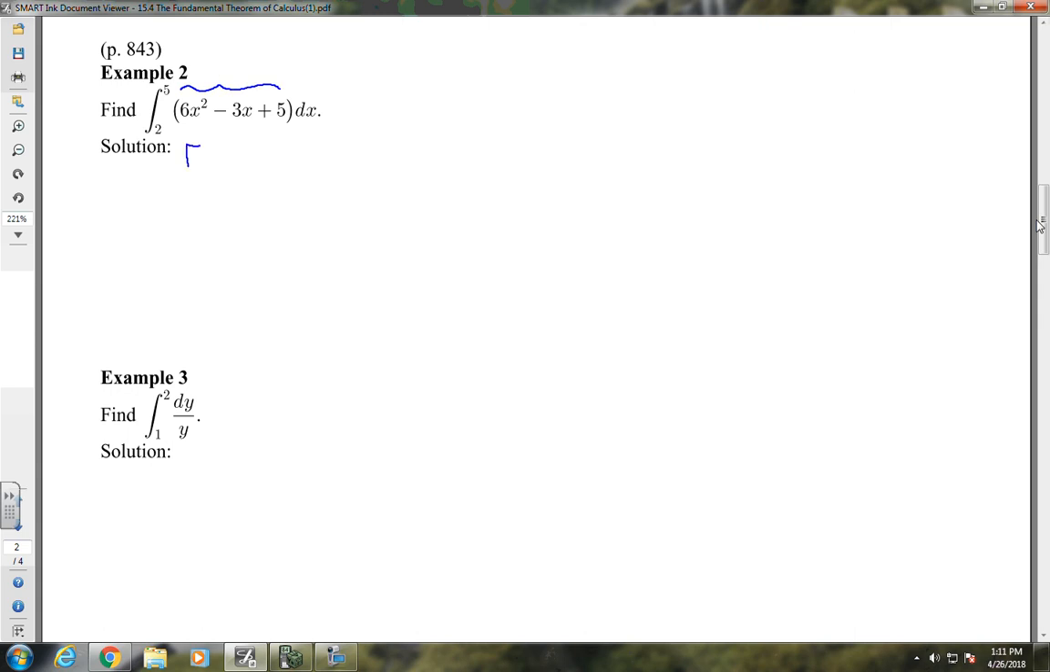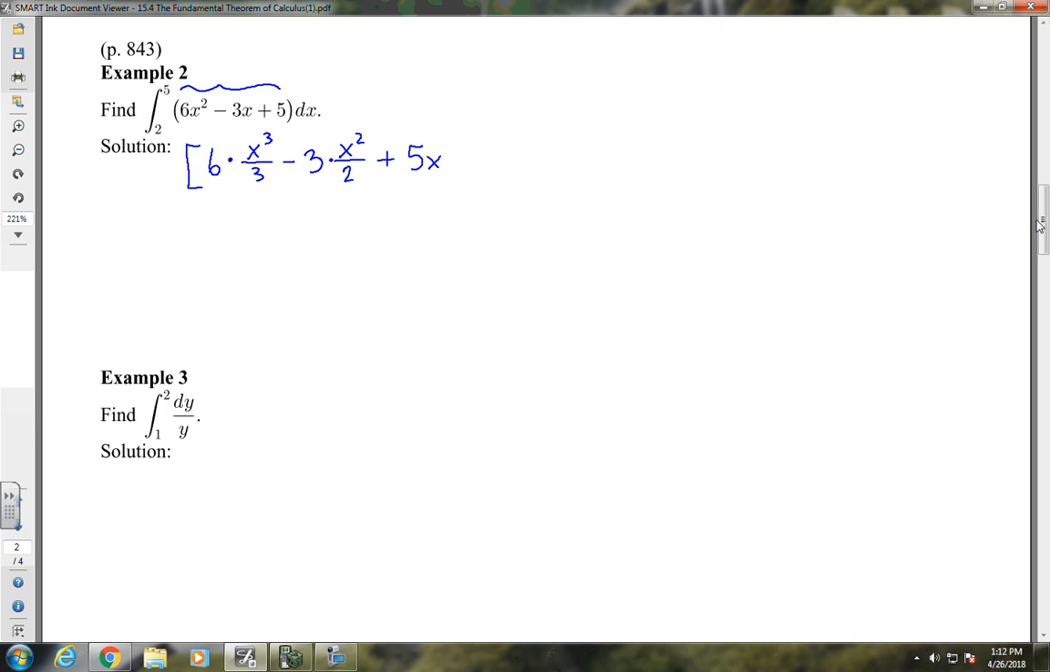So I'm going to integrate term by term, starting with 6x squared. When we integrate, we get constant 6 times x cubed over 3. Then we work to our next term. We have constant 3. Applying the power rule to x, we end up with x squared over 2 as the antiderivative. And for our constant 5, that one gains an x.